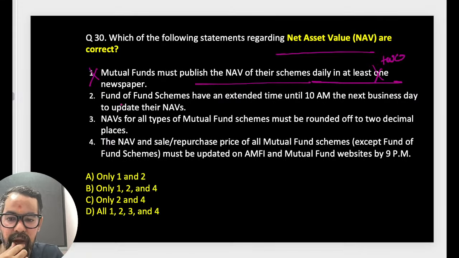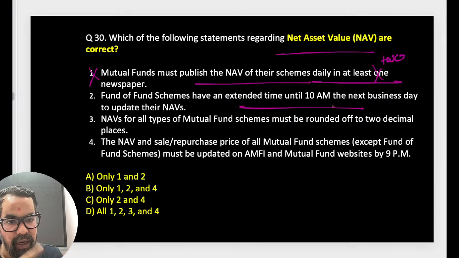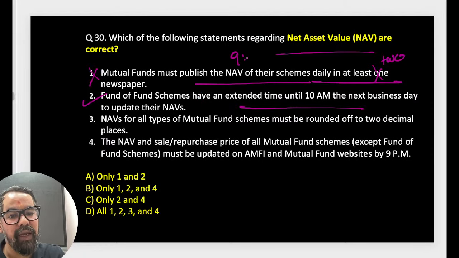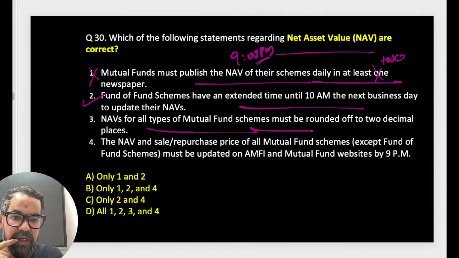Second statement: fund of fund schemes have extended time until 10 a.m. next business day. For them it is 9:30 p.m. This is true. For others, those who are not categorized under fund of fund, they have to publish by 9 p.m. But for fund of fund it is 10 a.m. 100% true. The next statement: NAV for all types of fund schemes must be rounded off to 2 decimals. No, 2 and 4 decimals, we have two different categories here. It depends on the scheme.